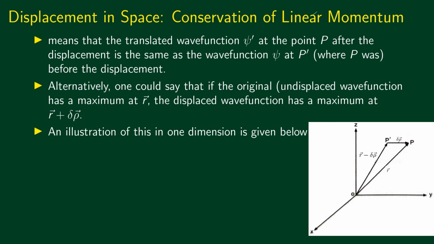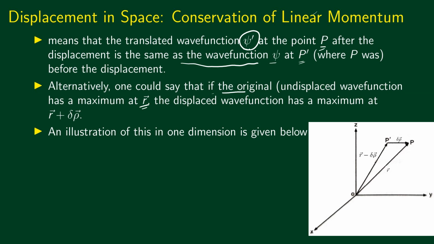In writing that relation, we have made use of the fact that the translated wave function psi prime, which is a different function of r vector, at the point P after the displacement has to be the same as the wave function psi at the point P prime before displacement. We could also put it like this. If the original undisplaced wave function has a maximum at r vector, then the displaced wave function has a maximum at r vector plus delta rho vector.